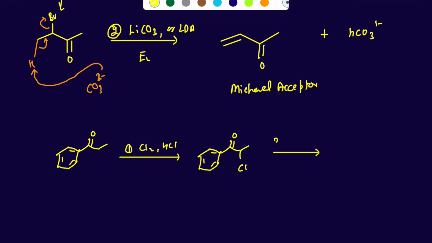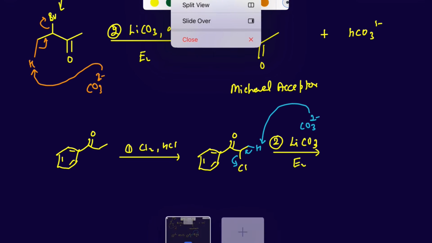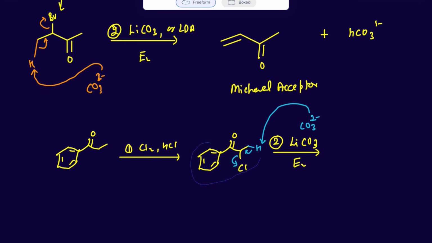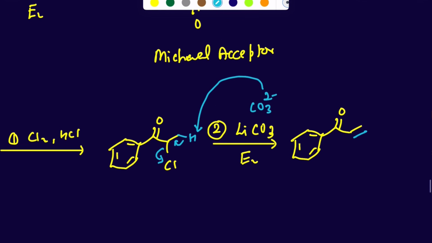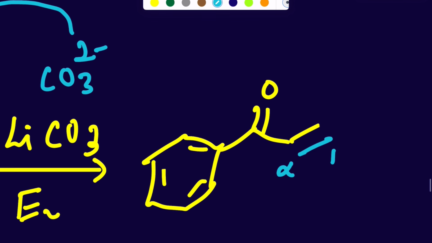And in the second step, I can go ahead and use lithium carbonate or an LDA, and that would do an E2, which would remove this proton here. So CO3 2 minus is going to come in, grab that proton, and this is going to go ahead and make the double bond here. Chlorine leaves. So it's an E2 type of mechanism at this point, and you get a double bond installed. So again, that's going to be your alpha beta unsaturated ketone. That's an alpha and that's in a beta position.